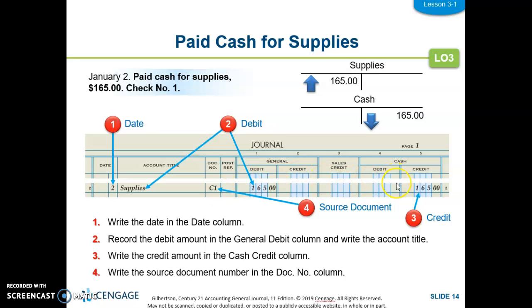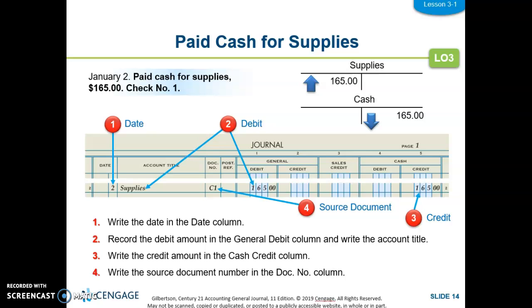We have a special amount column for cash. Since that's used so frequently, it would just be too much work to write it over and over again. It'd take too much time. So cash is going to receive our credit on this line of $165. We will need to write supplies for the account title and then give supplies a general debit on line 2. We will not use the post reference column yet. That's something we will use in a later chapter.